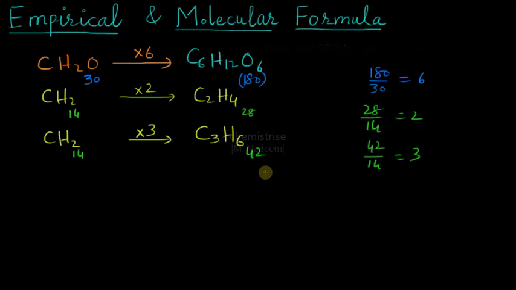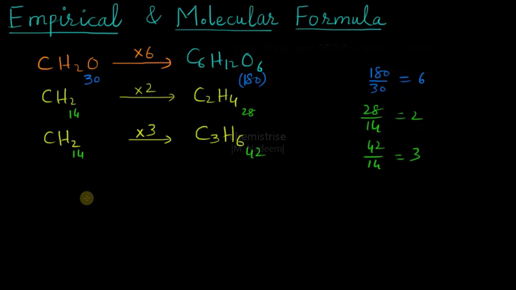So the bottom line is that whenever you have to find the molecular formula, the molecular mass, Mr, is always given. Then you find the empirical formula by the way that we have just discussed, and then you'll find the empirical formula mass and divide the molecular mass with the empirical formula mass to get this value, and that you will multiply with this.